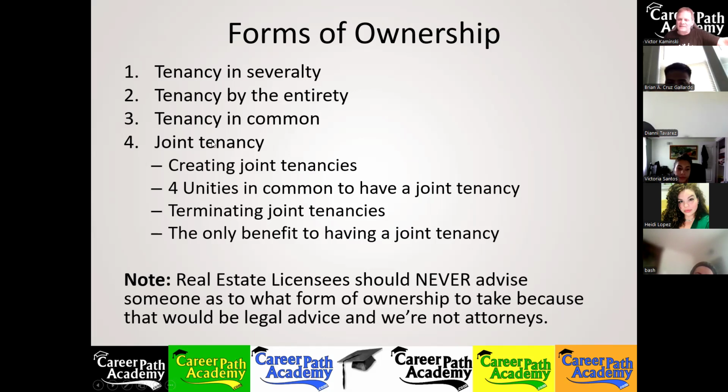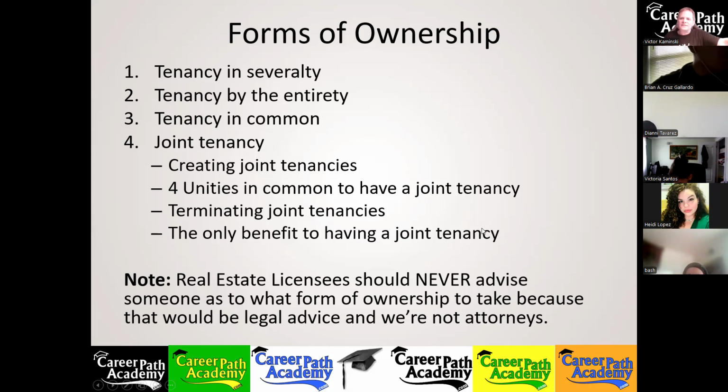Or joint tenancy, an alternative form of ownership when there are two or more people, not married to each other, who own a property together. Instead of tenancy in common, they could get a joint tenancy. And we're going to discuss how to create joint tenancies. What are the four unities needed to have a joint tenancy? How to terminate joint tenancies, and the only benefit to having a joint tenancy.